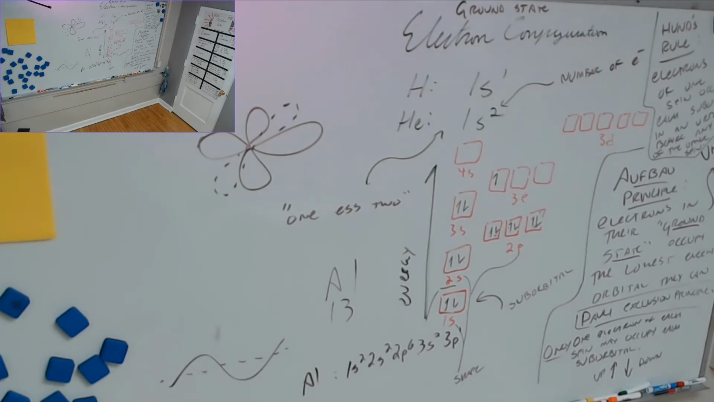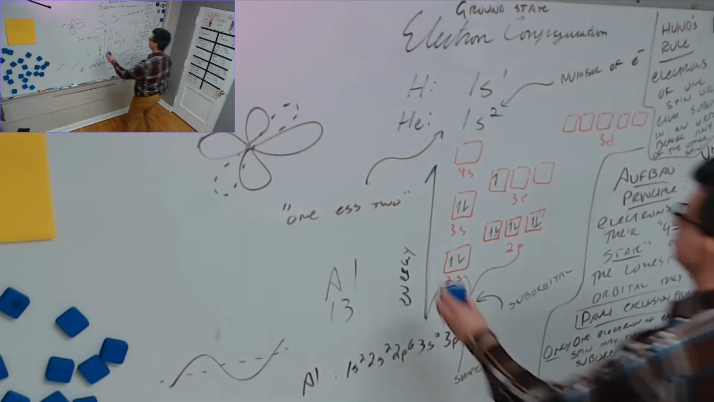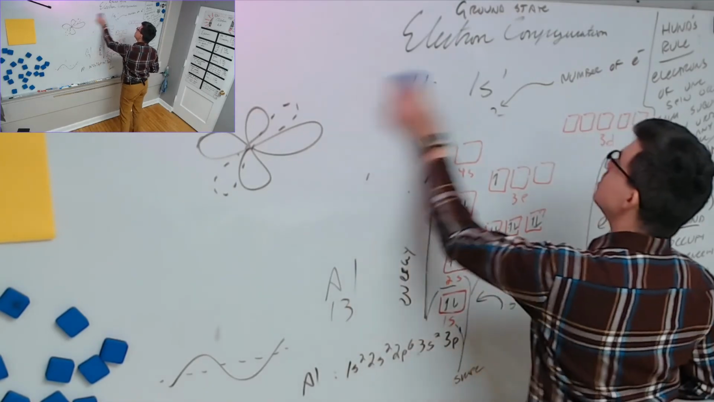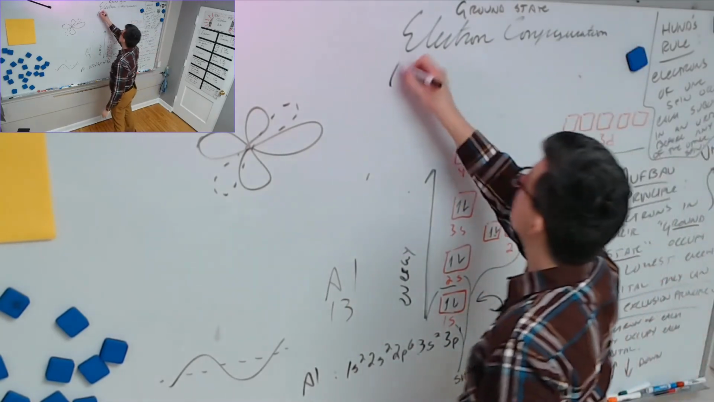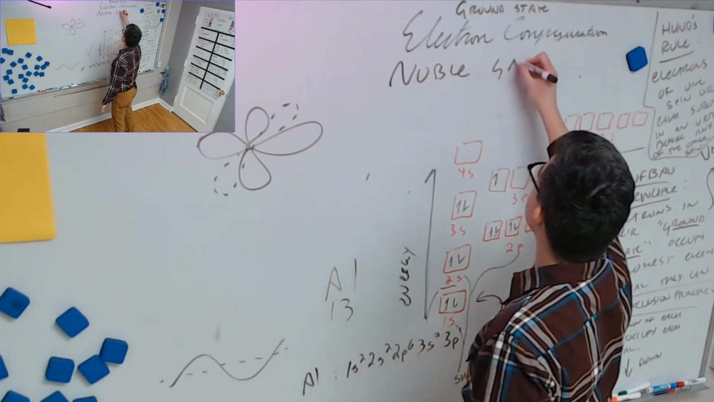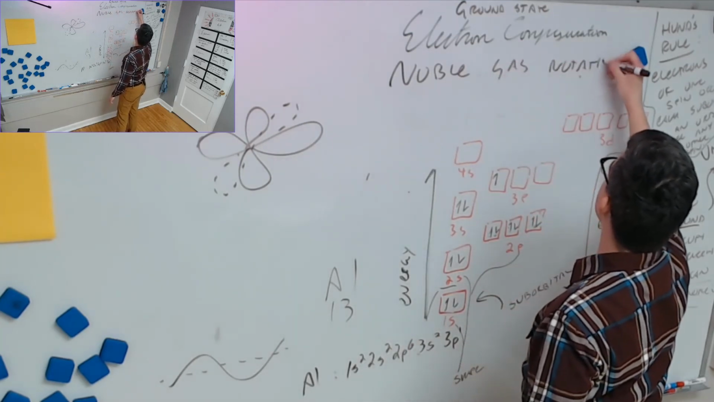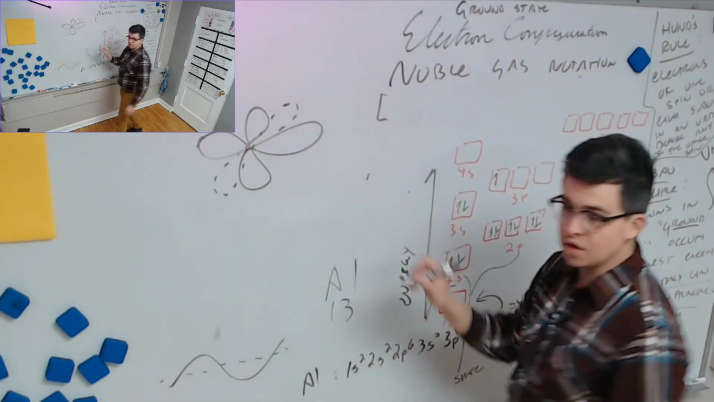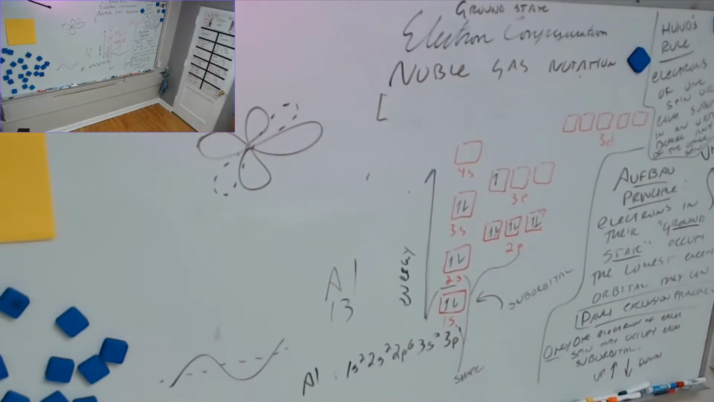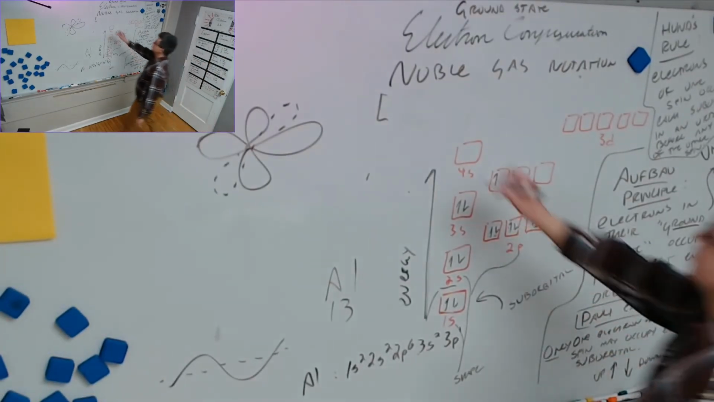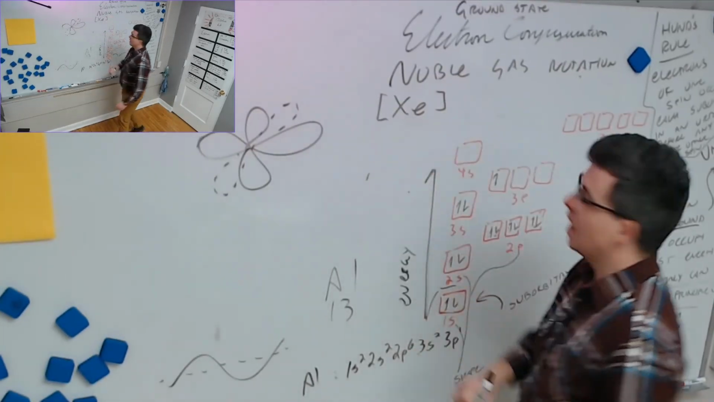There's such a thing as a noble gas notation, where I just go to the previous noble gas. Bismuth is 83, so I'd go back to xenon. This is called noble gas notation. I'm going to erase this. Noble gas notation. This is the easiest way of all. I write the noble gas in brackets of the most recent noble gas, xenon. So I would write xenon. And then I start my next line.